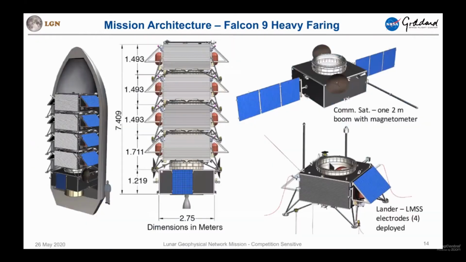So CAD drawings here show how we would pack this together in a Falcon 9 Heavy fairing. You can see at the bottom here we have the orbiter, which is basically the deployment spacecraft.